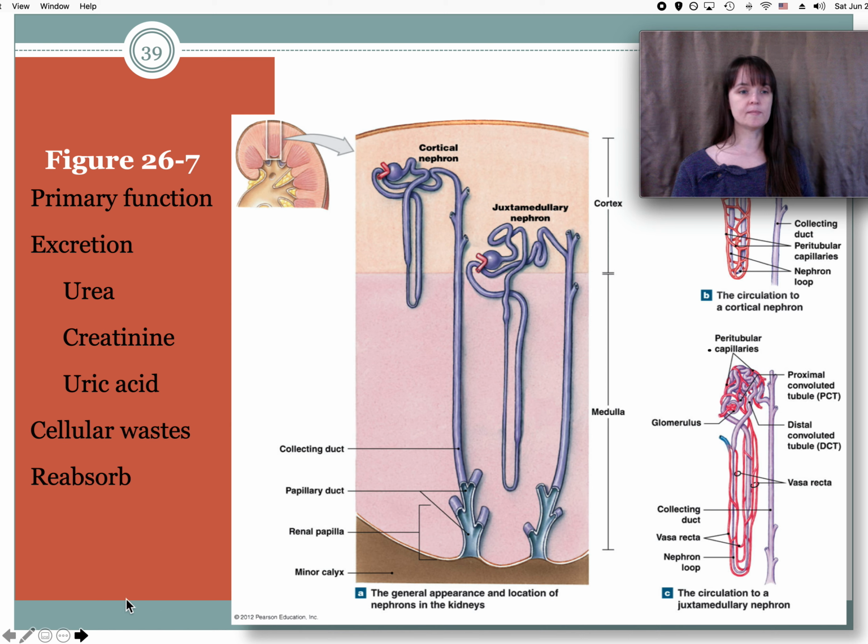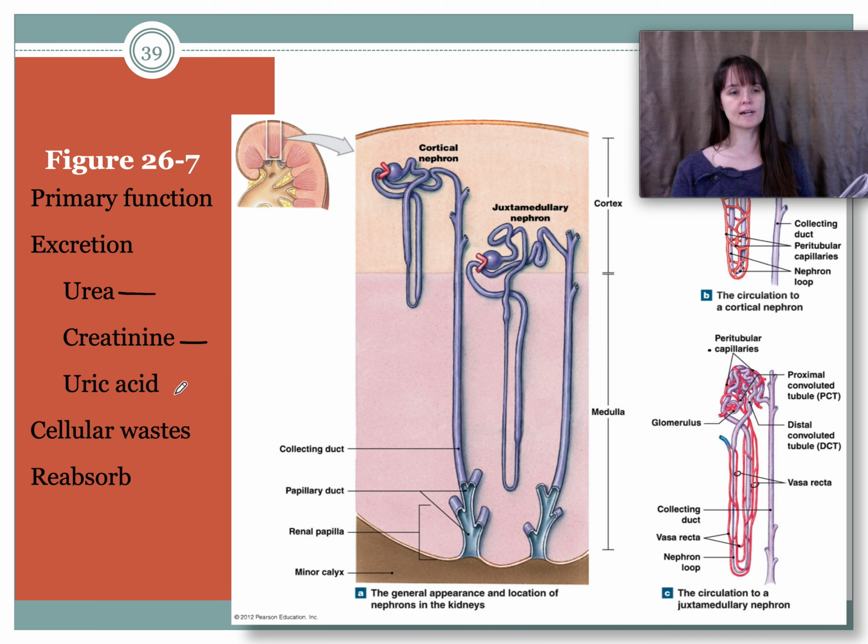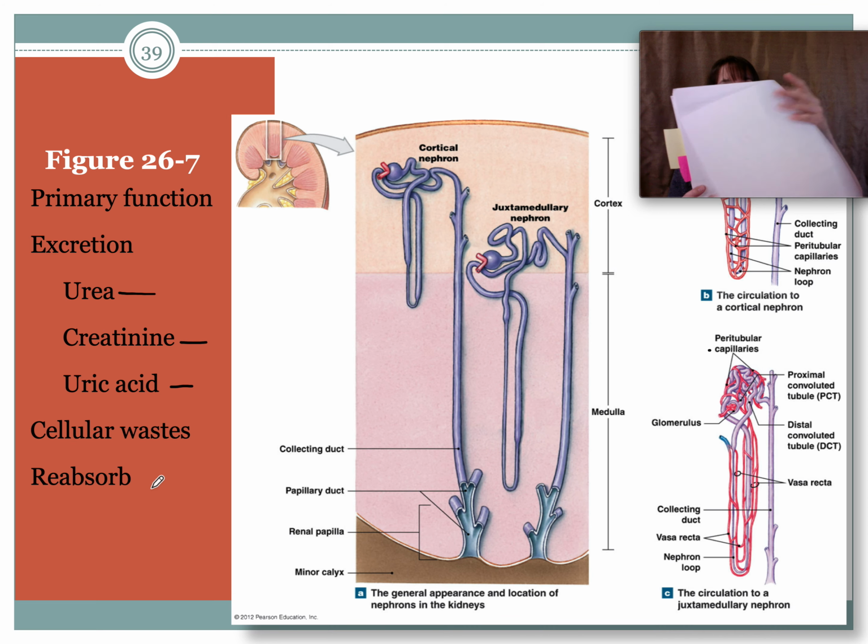There are 3 important metabolic wastes. We've got urea from amino acids, creatinine from muscles, and uric acid from RNA. Since these are cellular waste products dissolved in the bloodstream, urine is the only way to eliminate them. The kidneys also reabsorb and retain some sugars and amino acids.